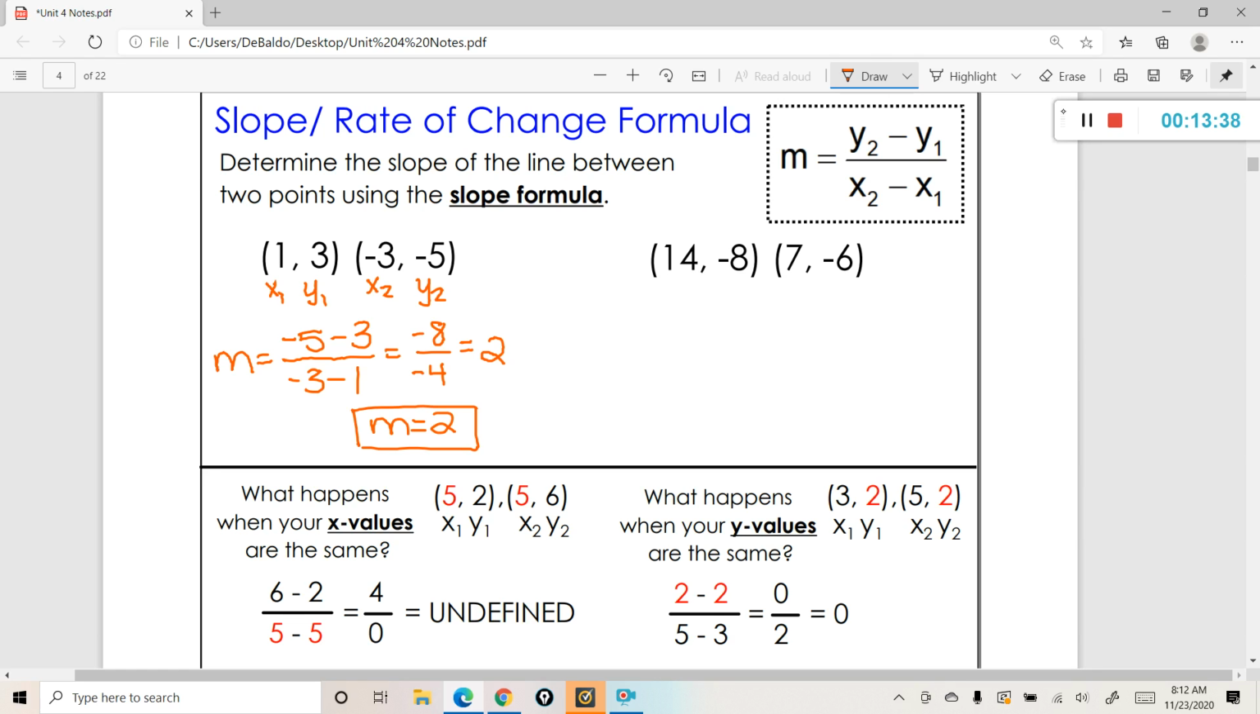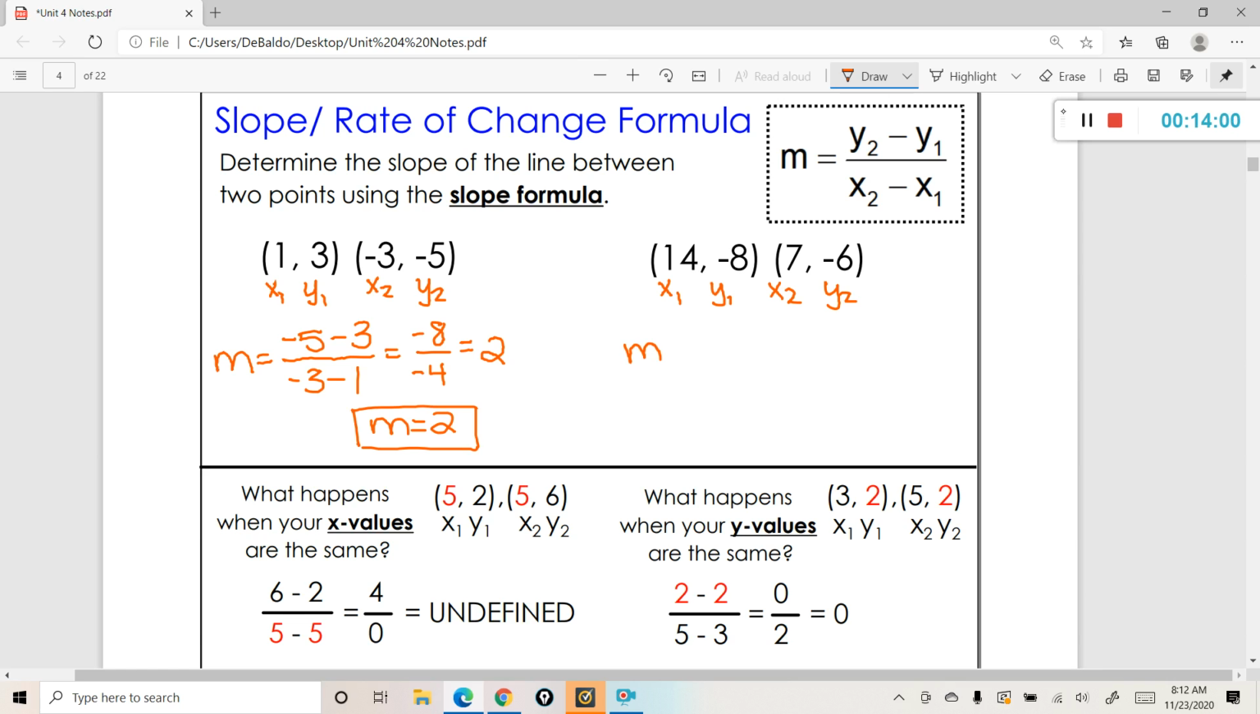Okay, let's try one that's just a little bit harder. So let's go ahead and label our coordinates. I'm going to call this one x1, and I'm going to call this one y1. I'm going to call this x2. I'm going to call this y2. I do recommend taking the extra second to label those. I just find it to be very, very valuable, and you won't make any mistakes.